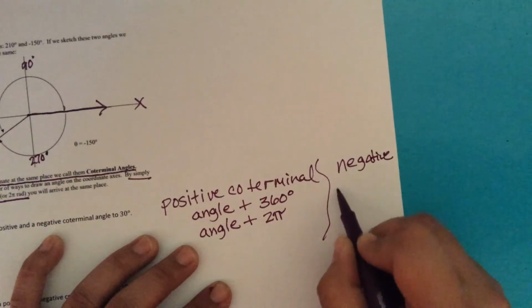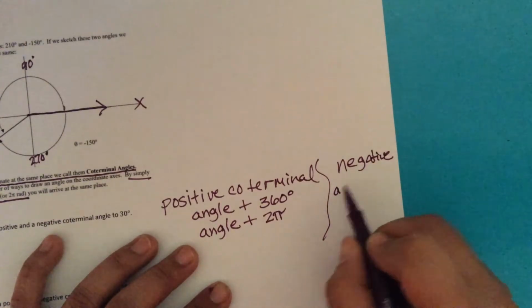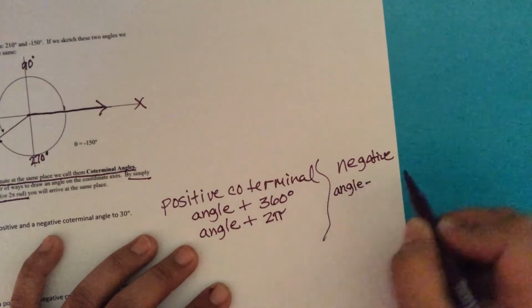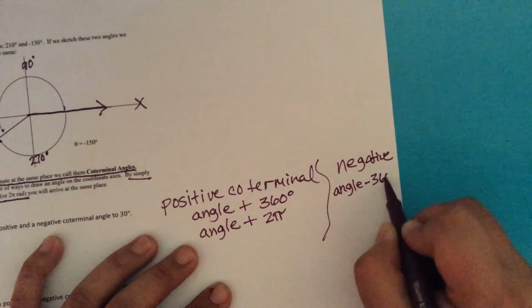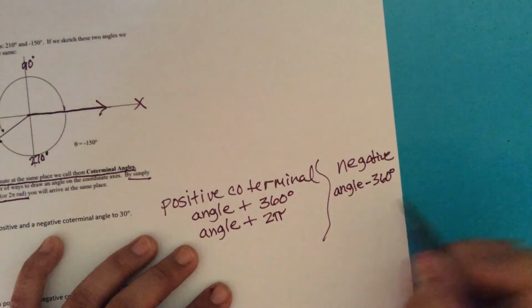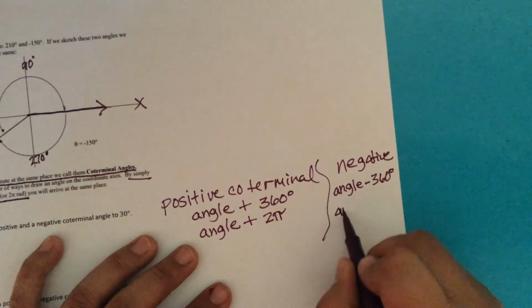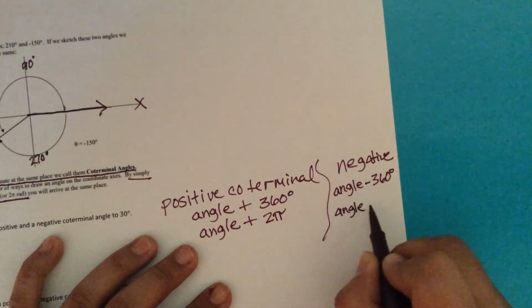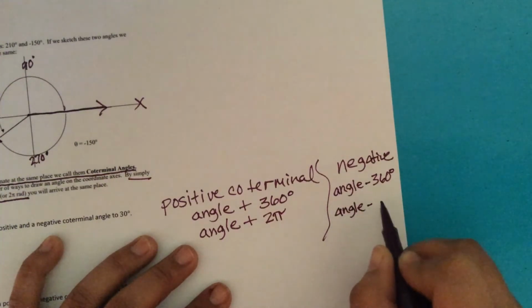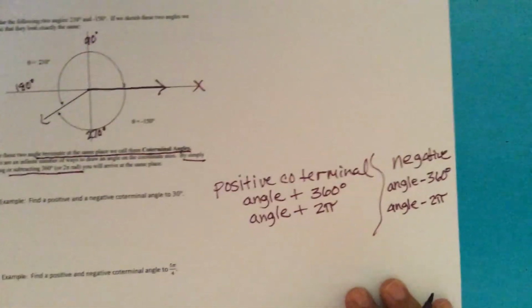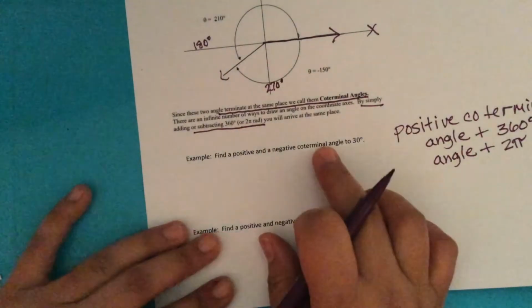Okay, if you want a negative coterminal, you're going to do the angle minus 360. And then if you have the angle in radians, then it's going to be angle minus 2 pi. Okay, so that's how to find a negative and a positive coterminal angle.